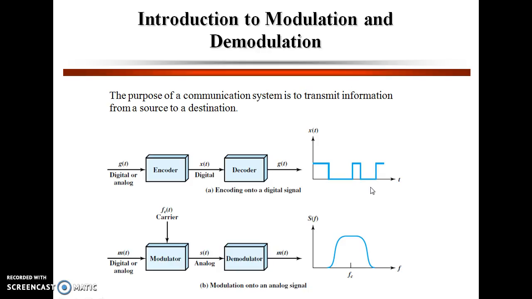In the modulation process, the modulator will remove the carrier signal and after demodulation we are getting the original signal here.